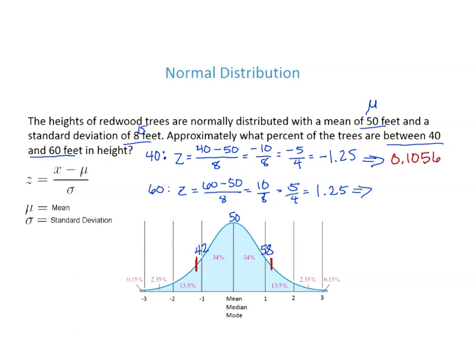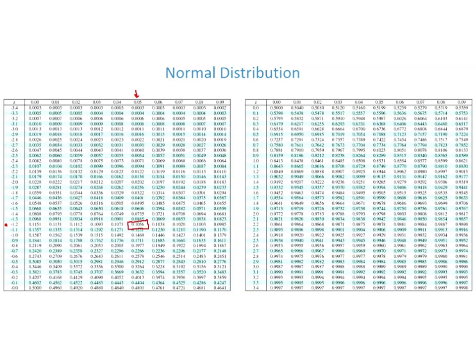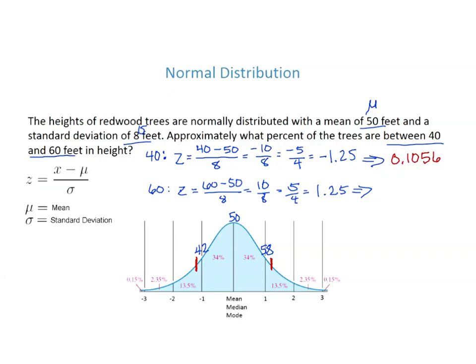All right, let's find the z-score for positive 1.25. So here's 1.2 and 1.20, 1, 2, 3, 4, 5 is 0.8944. Now remember what we're finding.